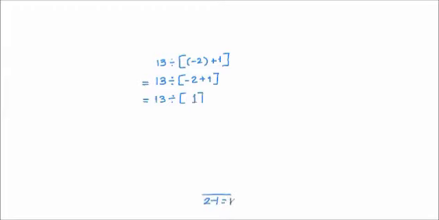And the answer gets the sign of the greater number. In this case, it is -2. The sign is minus. So 13 divided by -1. Now 13 divided by -1, let's do the division of the weights. 13 divided by 1 is 13. And let's find the sign of the answer. Here it is plus, here it is minus. Different signs means the answer is negative. So the answer of this is -13.